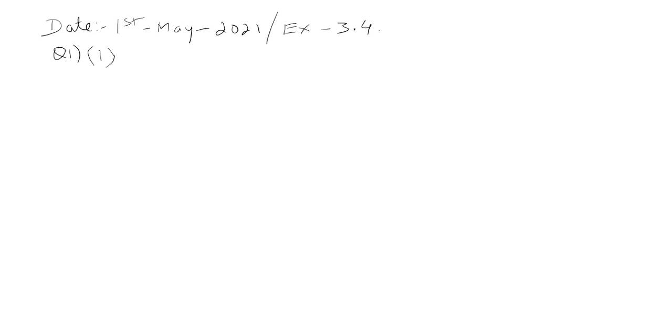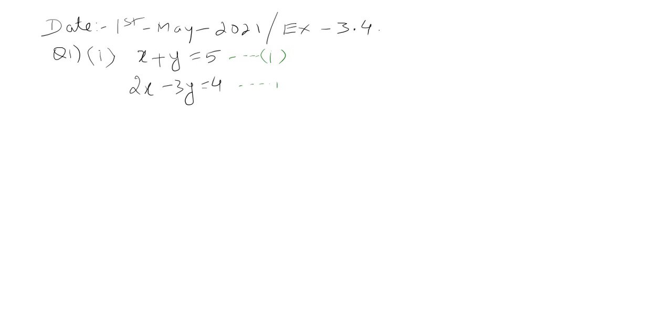The equation is x plus y is equal to 5. Now this one I'll take as equation number 1, and the second equation is 2x minus 3y is equal to 4, and this is our second equation.